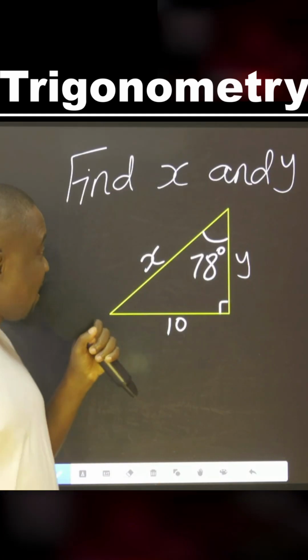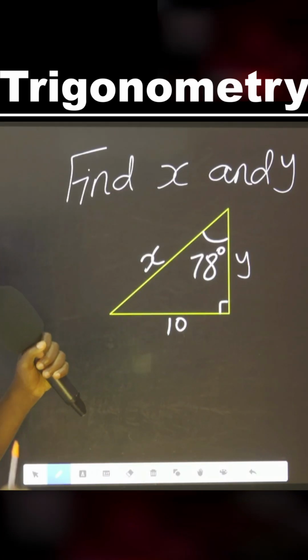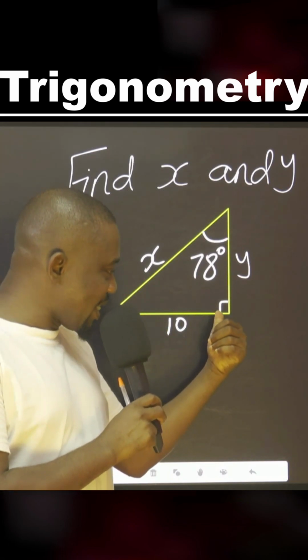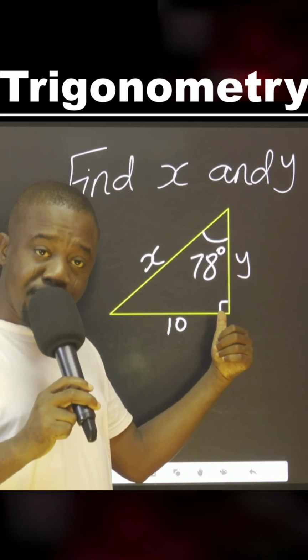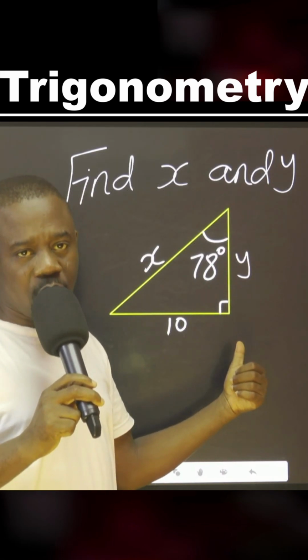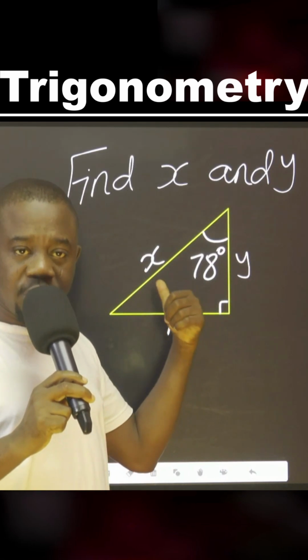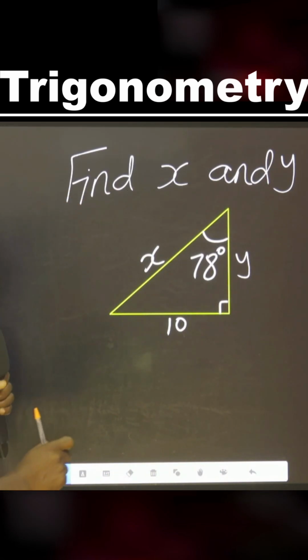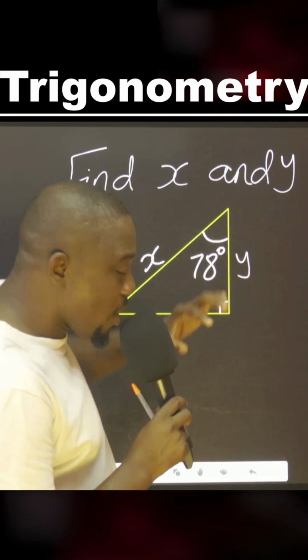Let's look at this. It says find S and Y. The first thing, as you can see, this is 90 degrees. It means this is a right angle triangle. We can apply the trigonometry ratio on this. The next thing we need to investigate, this is the only angle given to us.